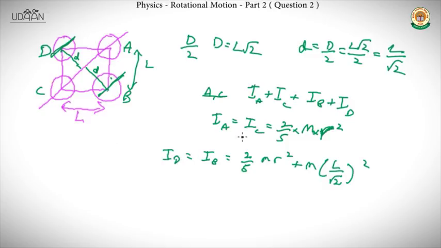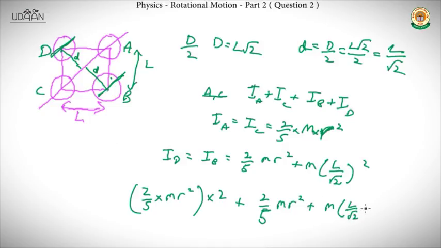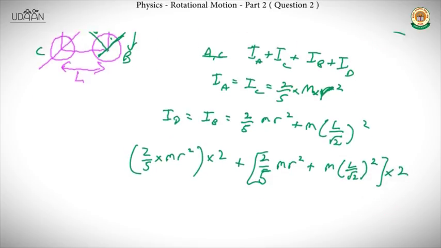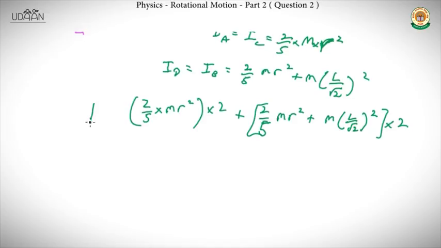Now we know IA, we know IC, we know ID, and we know IB. So we know all the 4 required values. All we need to do is just add them up. So we'll have 2 by 5 into mr square, this into 2 for IA and IC, plus 2 by 5 mr square plus m into L by root 2 square, this entire thing into 2 for ID and IB. Right. Fairly simple. So we can easily simplify this expression to obtain the moment of inertia of the system about the diagonal of the square.